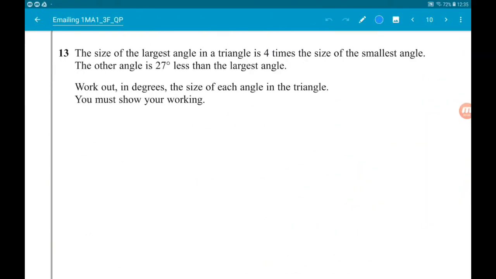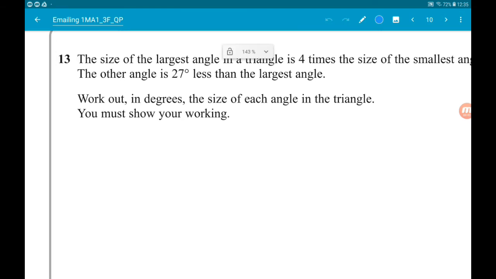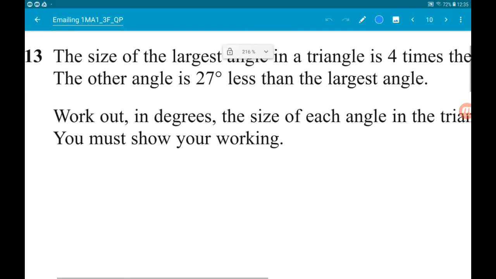Okay, number 13. This is a fun one. So the size of the largest angle in a triangle is 4 times the size of the smallest angle. The other angle is 27 degrees less than the largest angle. We want to work out in degrees the size of each angle in the triangle. And of course we must show our working. Okay, so what do we know about a triangle? I don't think really drawing a sketch here is going to help. But we know the sum of all the angles is 180 degrees. So let's write that down first of all.